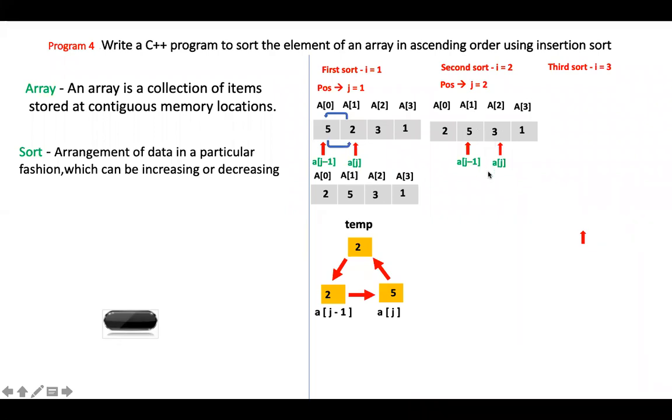If it is smaller, what will happen? It will do this procedure again, where 3 will get transferred to this memory location and 5 will get transferred to this memory location. After the exchange, it will become like this. Now I have finished exchanging the variables from the second position to the first position.